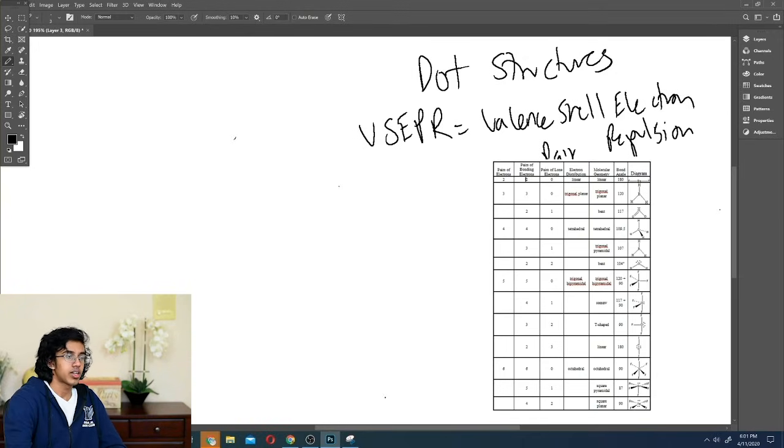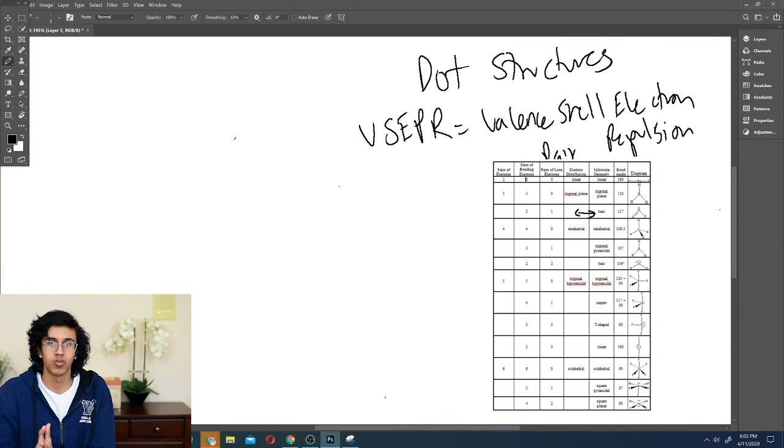Now you can see that in this case, the electron distribution is different from the molecular geometry. The reason for this is because electron distribution pretends like everything's the same. Lone pairs and bonds are treated exactly the same, but they're not. Lone pairs repel things a lot more.